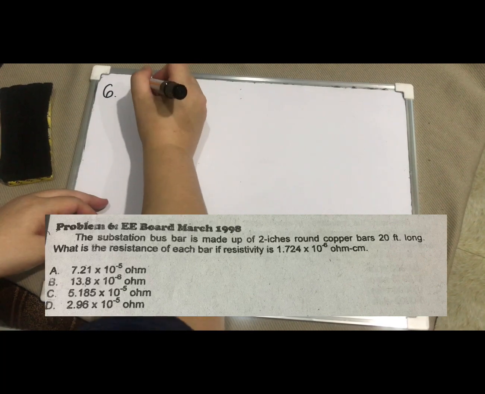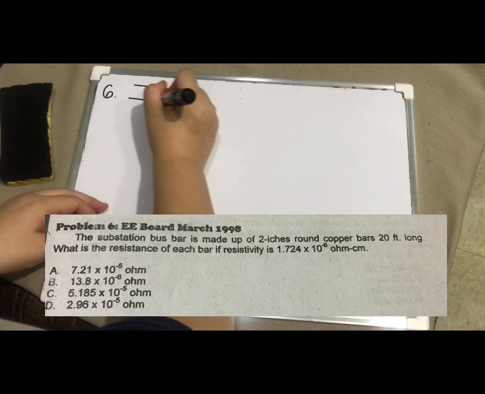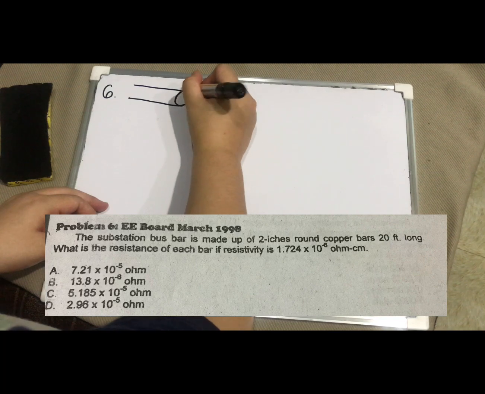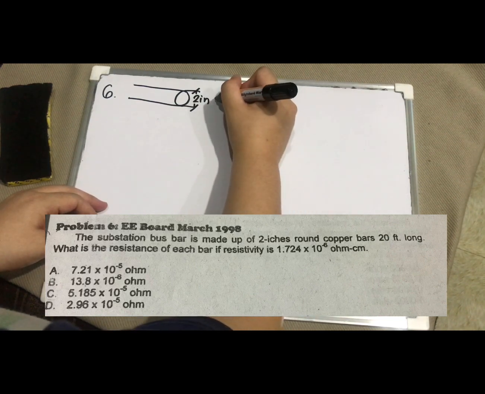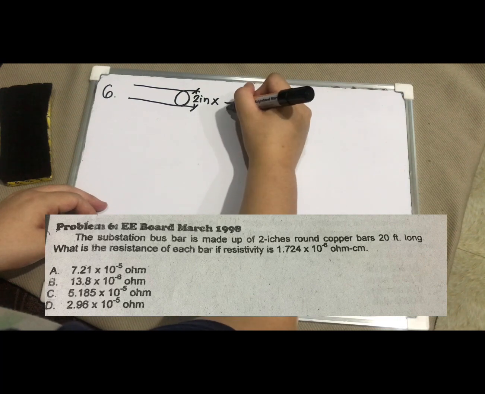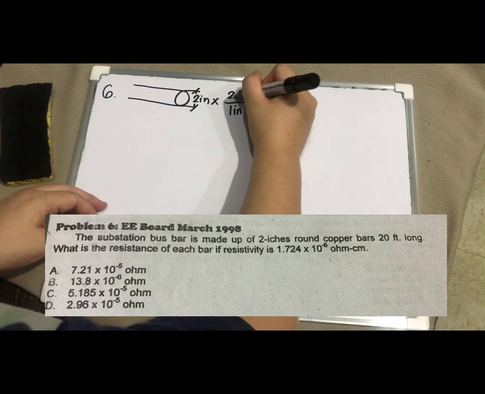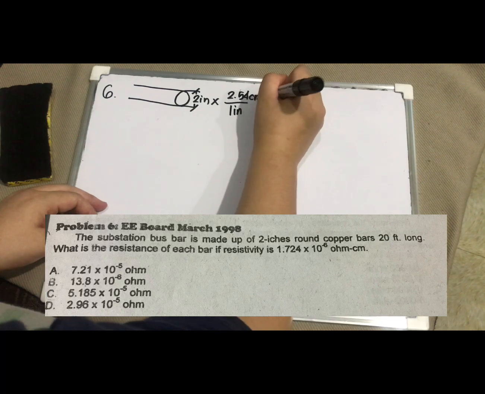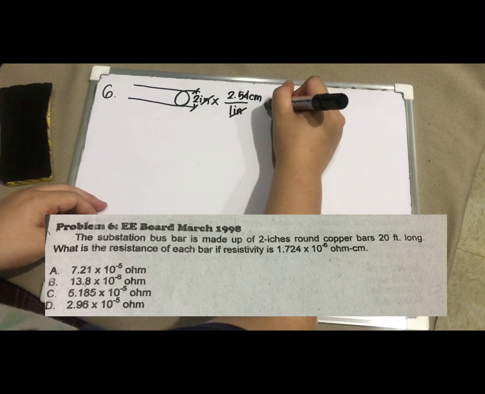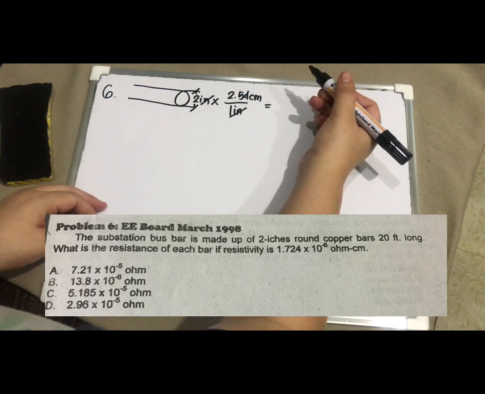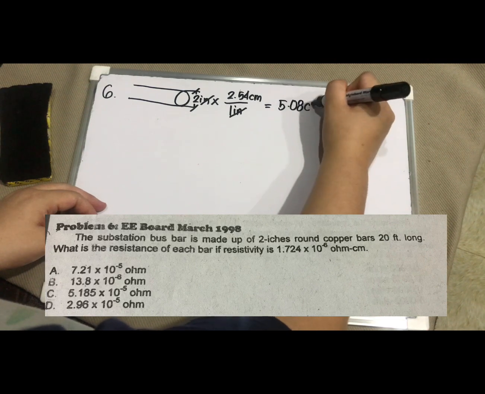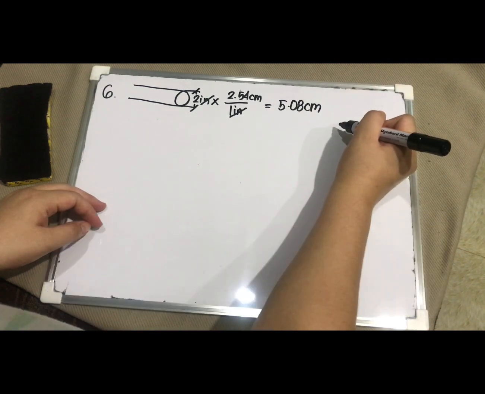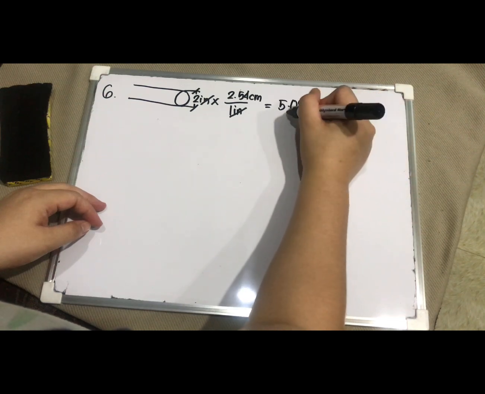So, sabi, round copper bar. May diameter siya na 2 inches. So, i-convert natin to into metric unit. So, in 1 inch, there are 2.54 centimeter. So, 2 times 2.54 is 5.08 centimeter. Ito yung diameter ng circle.